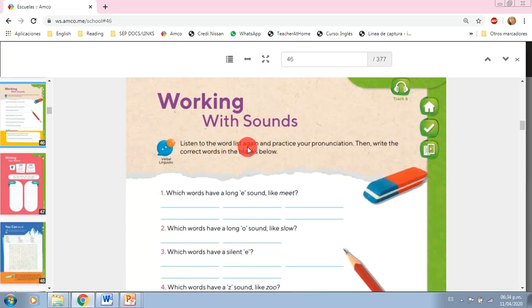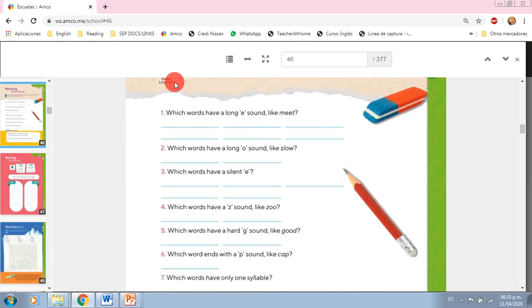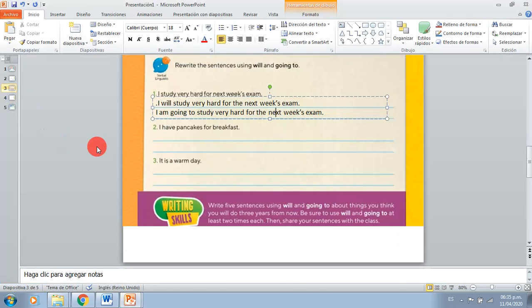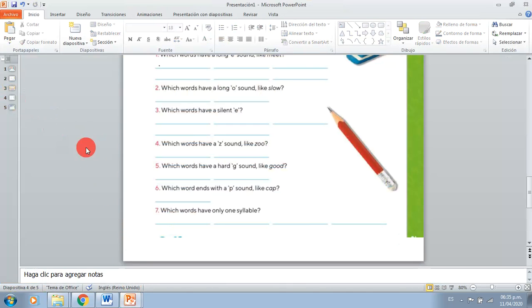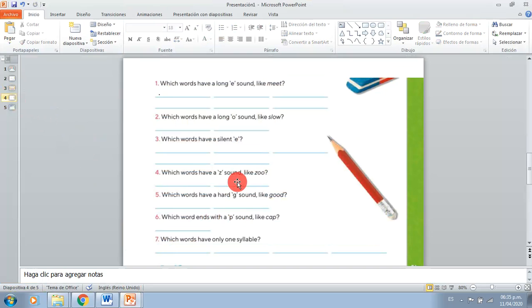Listen to the words list again and practice your pronunciation. Remember, you have to listen first, again, and then write the correct words in the blanks below. To help you with this one, I have to move over here. Over here it says, which words have a long E sound? How does E sound? Like the way I am saying E, like meat.